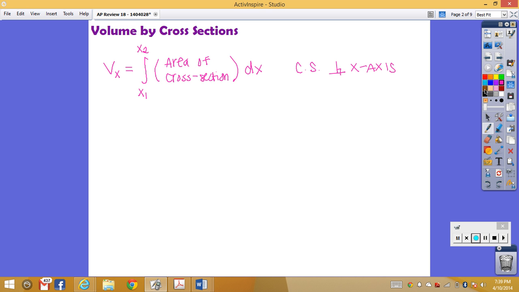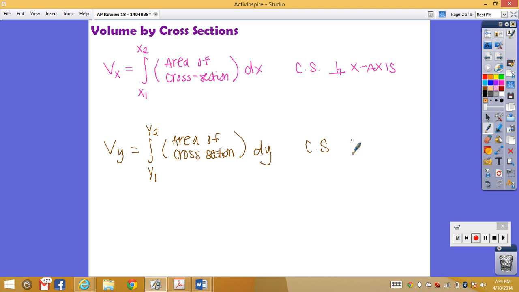And then if you want to do cross sections that are perpendicular to the y-axis, that's when you would use all your y values. In here, your area of your cross section would be in terms of y, meaning the y variable should show up in your integrand, times dy, and that's when they say the cross section is perpendicular to the y-axis. Okay, so we're going to do a bunch of examples using the same functions.